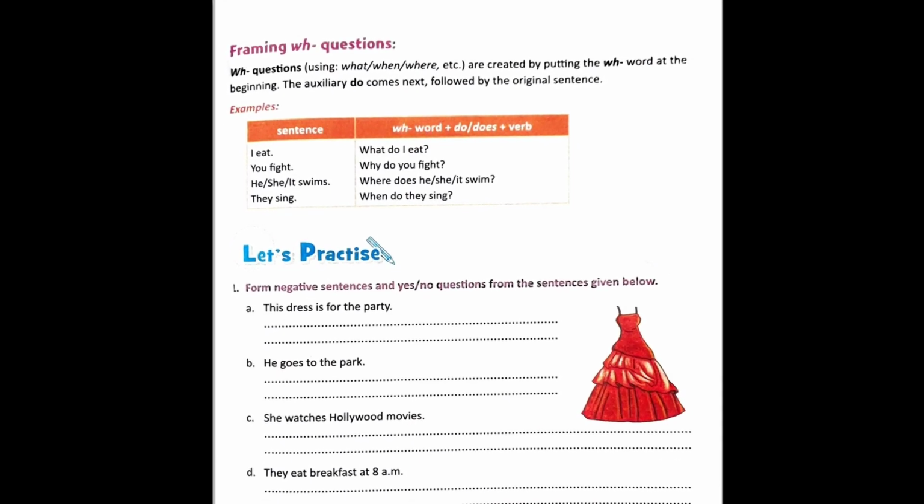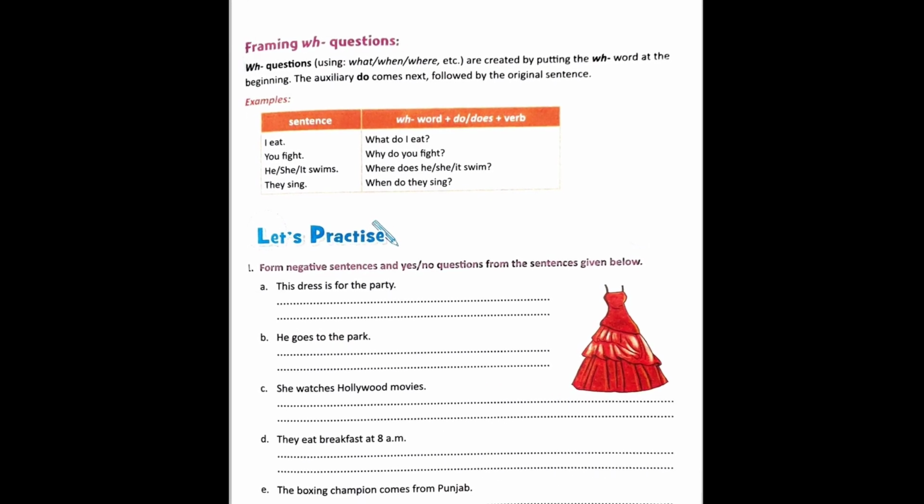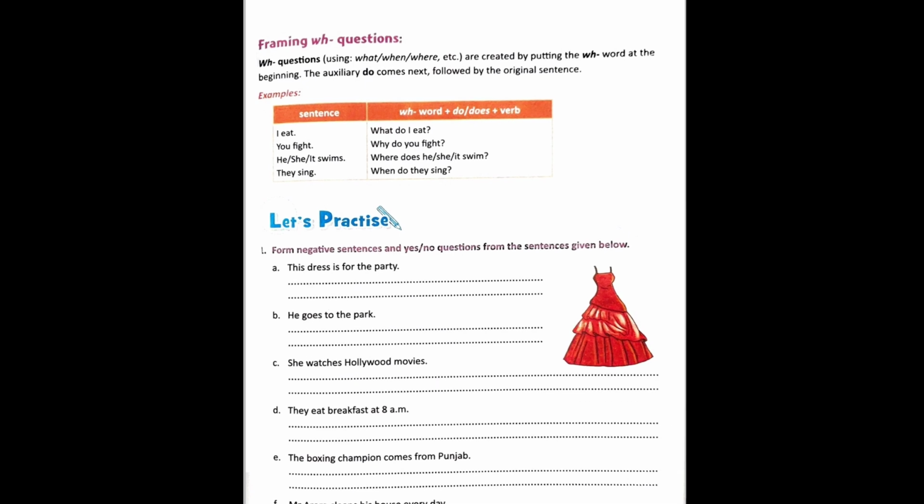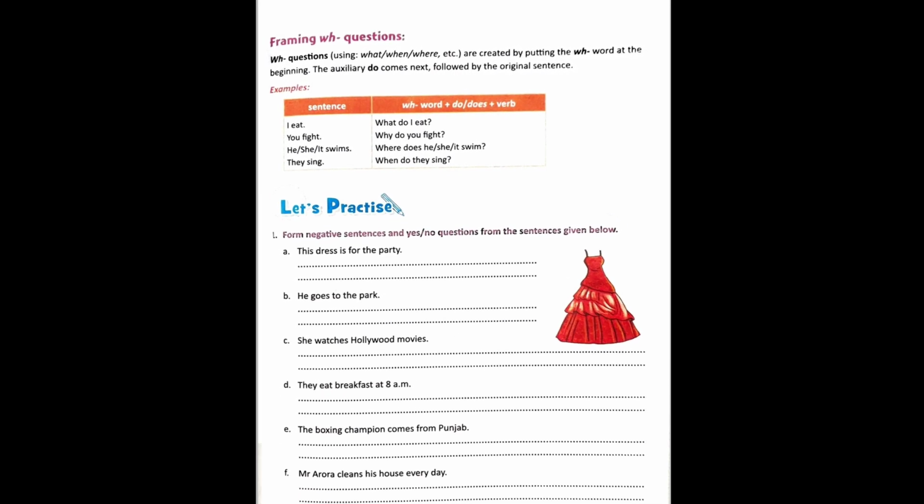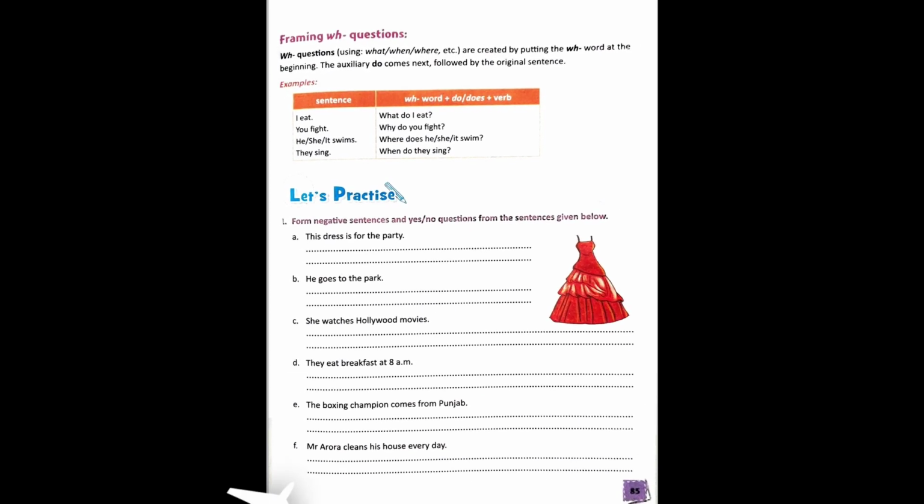In this sentence we have no helping verb, so we are going to use the auxiliary "does." So this would be "He does not go to the park," and the yes-no question would be "Does he go to the park?" So this way, children, you have to complete this question yourself.